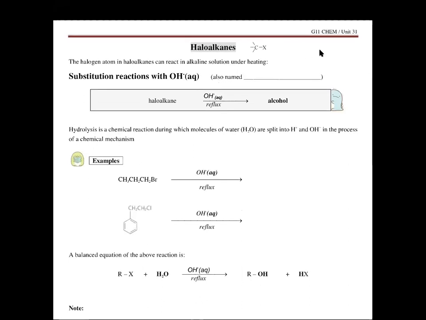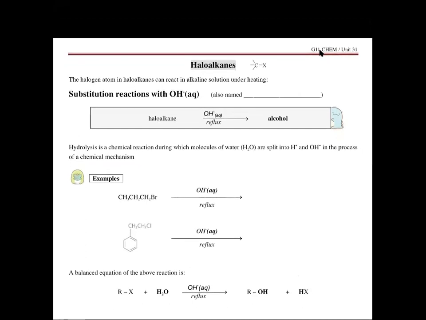So haloalkanes, first you need to recognize the structures. One of the hydrogens, or it can be more, but one of the hydrogens must be replaced by a halogen. So this X can be chlorine, bromine, or iodine. Okay, and the key reaction you need to remember for haloalkane is substitution reaction with alcohol.